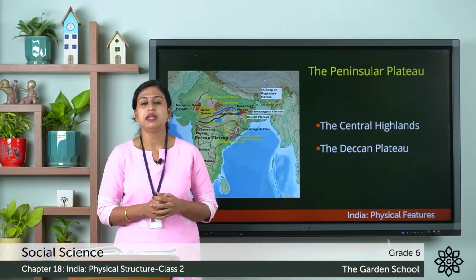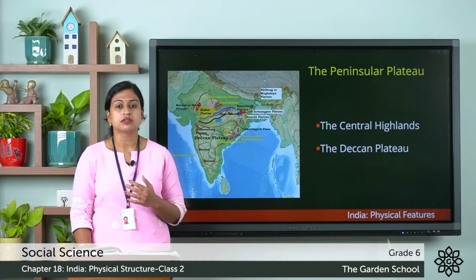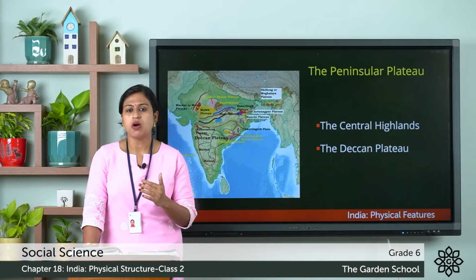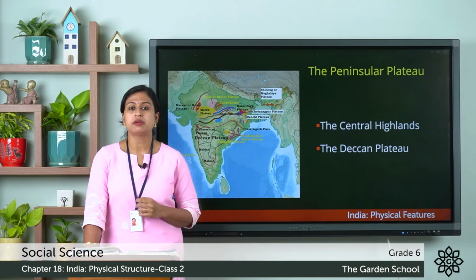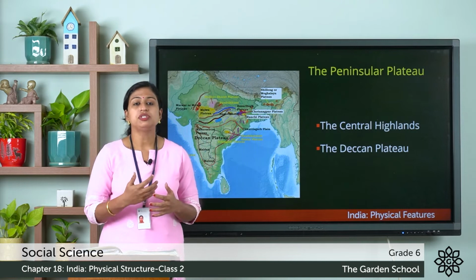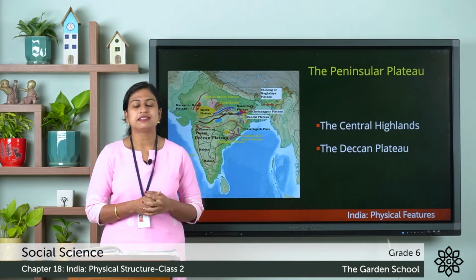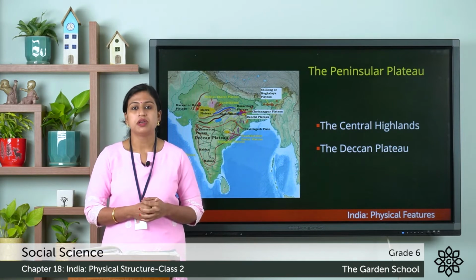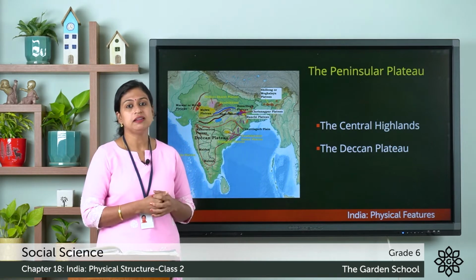Now this is made up of igneous rocks, and due to heat and pressure, these igneous rocks are transformed into metamorphic rocks, and these rocks are very rich in various types of minerals, and this has also helped industries to develop. So this was about the Deccan Plateau.